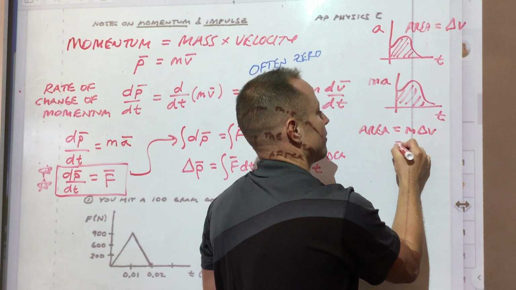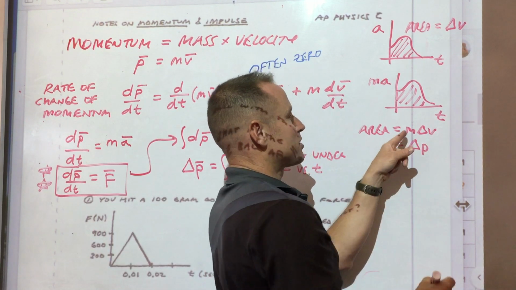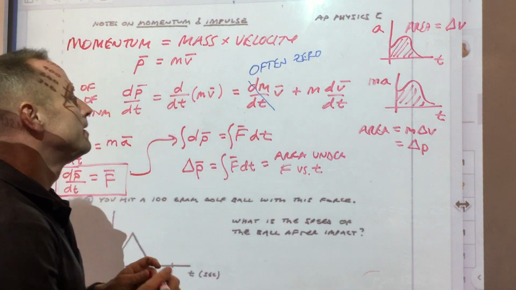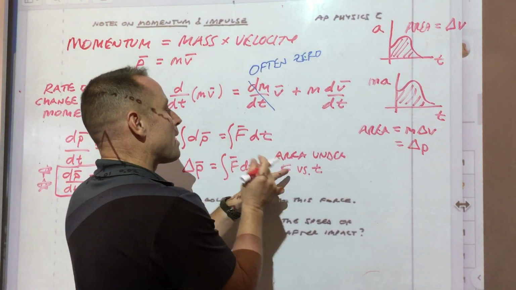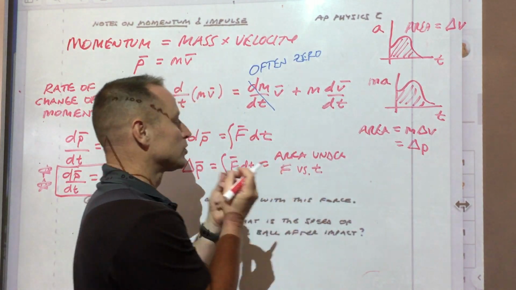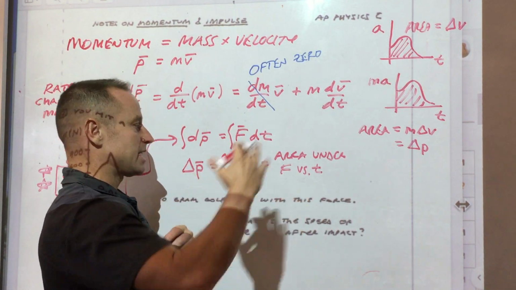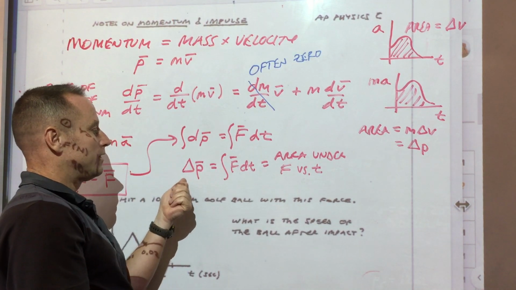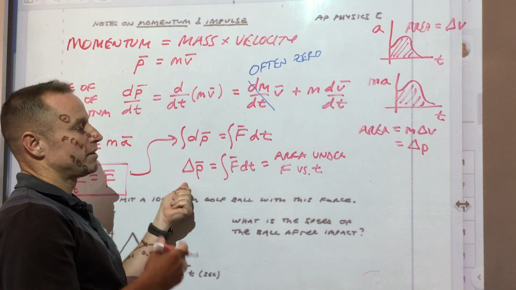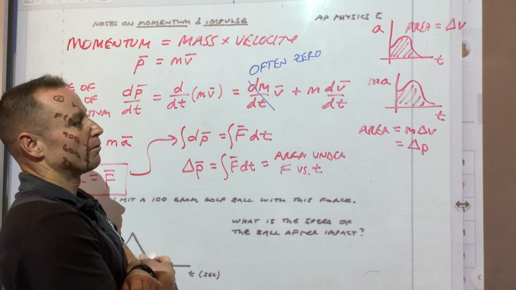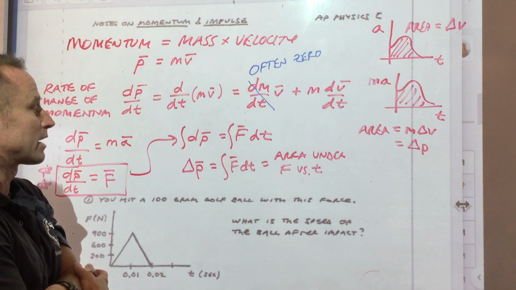M delta V, that's equal to change in momentum, right? Because you have a mass times a change in velocity. So what that means is, if you actually are able to measure the force as a function of time and take the area under it, you've just learned the change in momentum of the object for which the force upon it is being graphed.